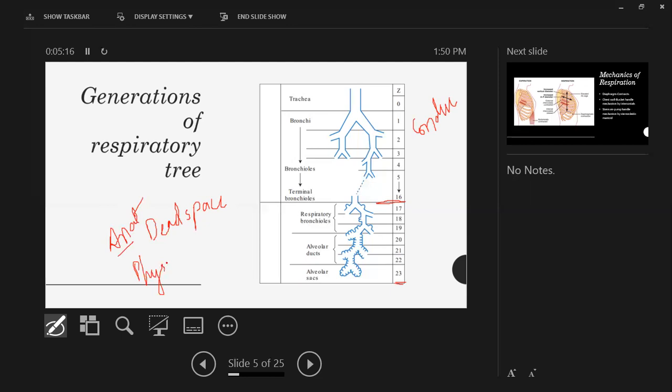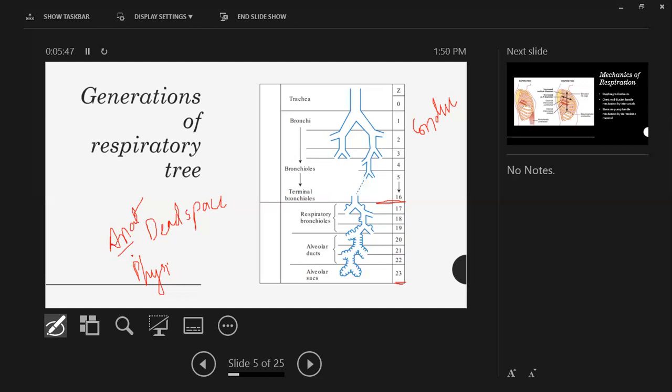So what is physiological dead space? Physiological dead space is caused secondary to the presence of thebesian veins and bronchial vessels. So let me see who tells me what are thebesian veins and bronchial vessels, and how they are going to contribute to physiological dead space. Let me know down in the comments below. I would like to know your answers.